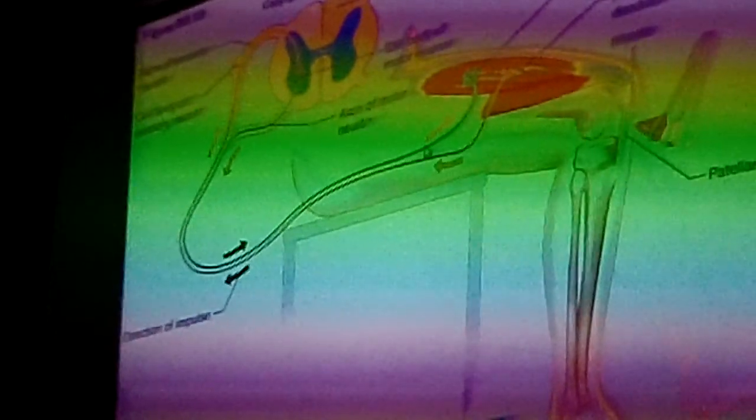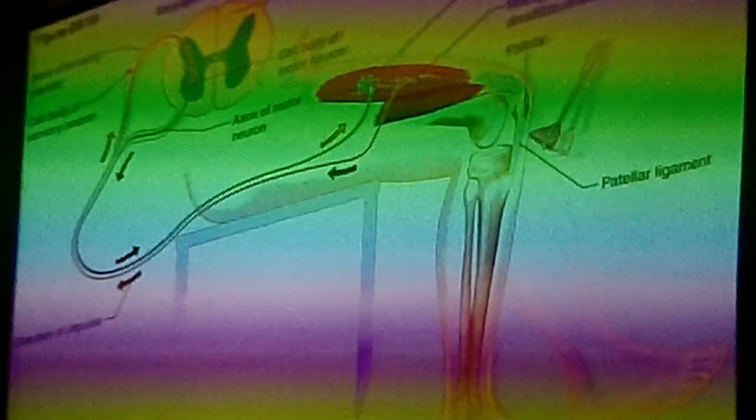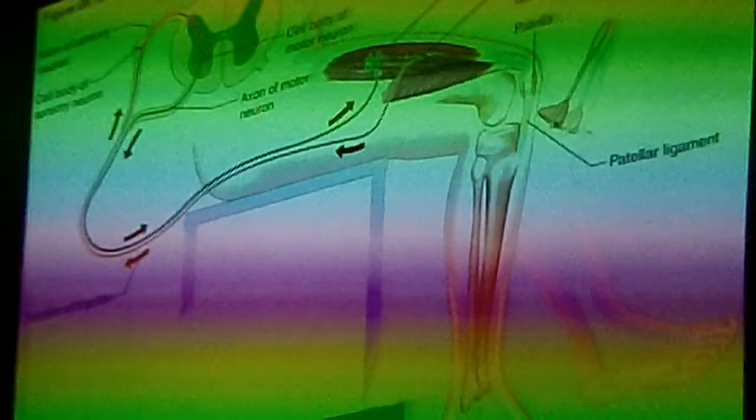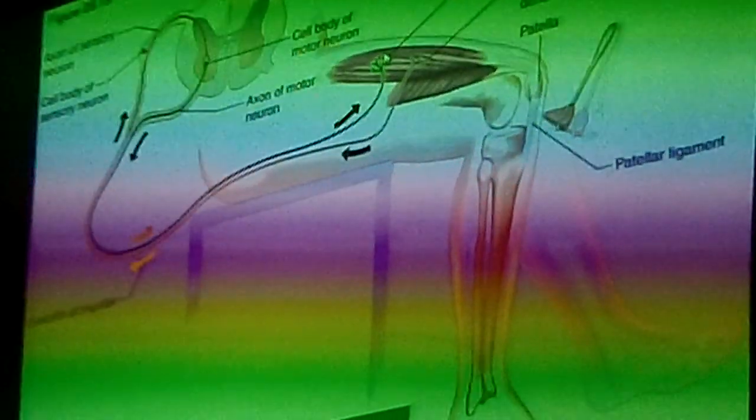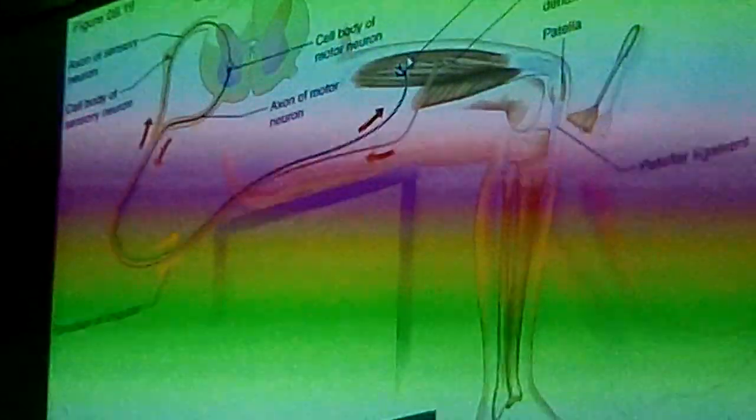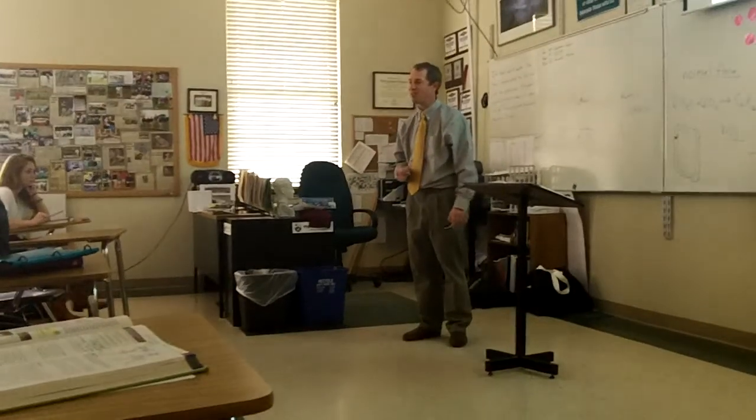And the new signal eventually reaches that same muscle and causes that muscle to contract. The muscle contracts and your leg kicks out. You probably noticed there's a small bit of time from when you hit your ligament to when it kicked out. That's the reflex it takes.